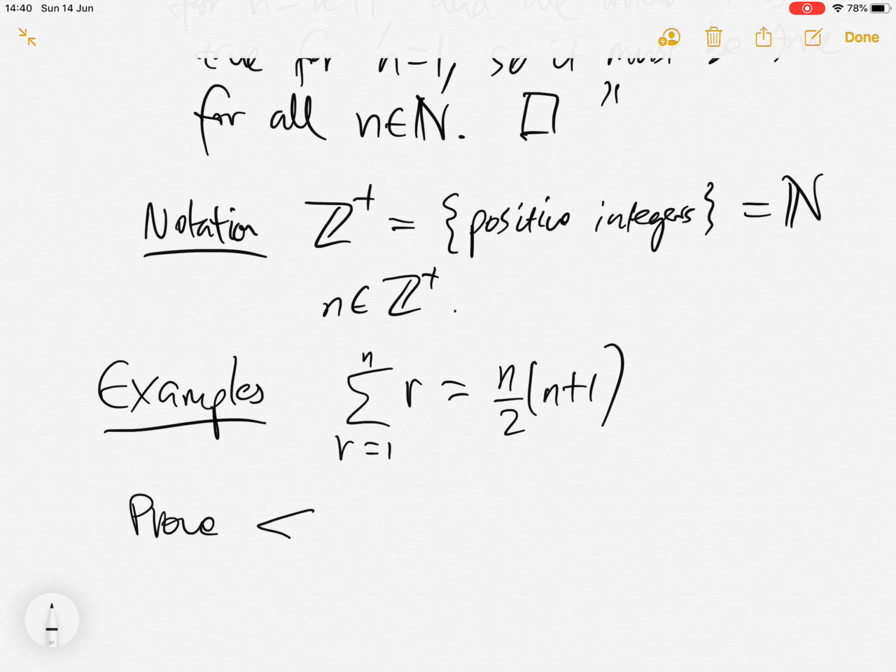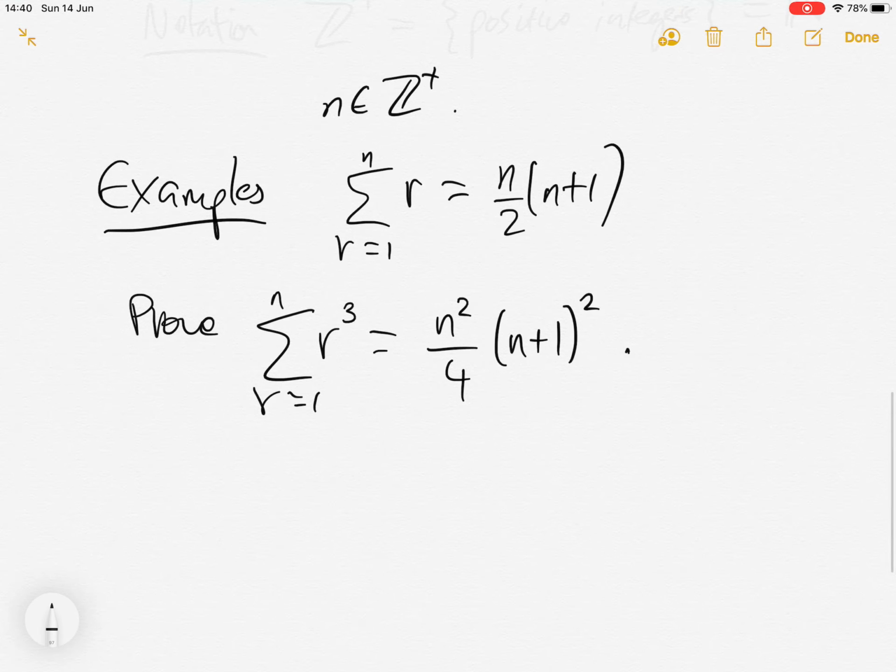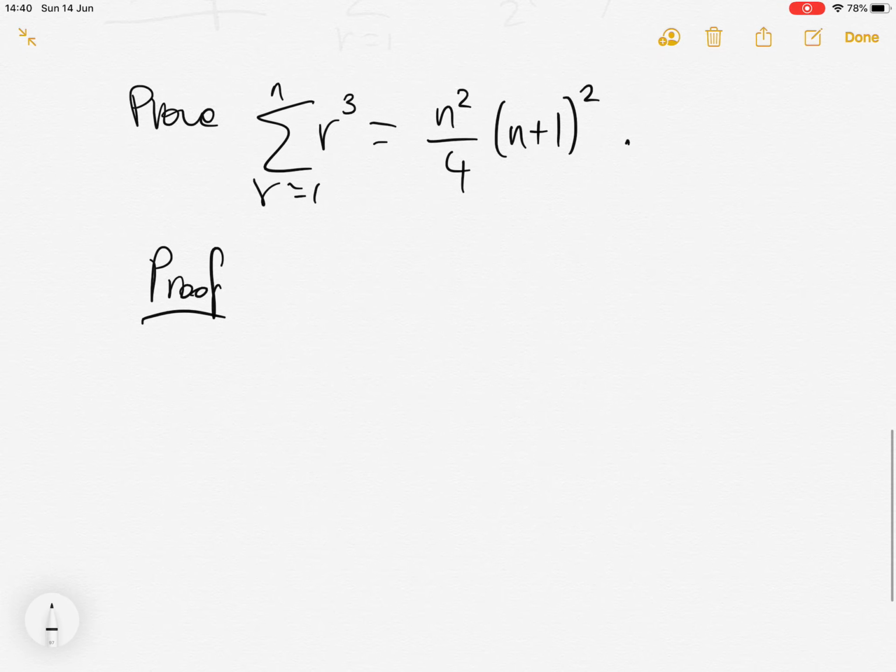So question: prove the sum from r equals 1 to n of r cubed equals n squared over 4 times n plus 1 squared. So we'll do it by induction. So what was the first step, the base case? Well, is it true for n equals 1?